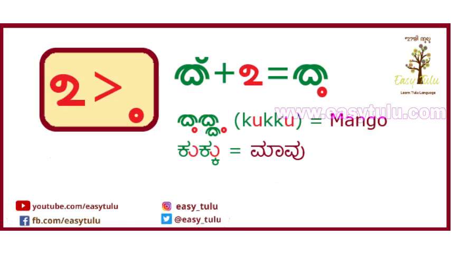Next vowel is u. This is the short u. K plus u, ku. Example: kukku. Kukku means a mango. Maavu in Kannada. Let us see how to write this. First, we have to write the ka letter. Ka. And then add the short u symbol. Ku.